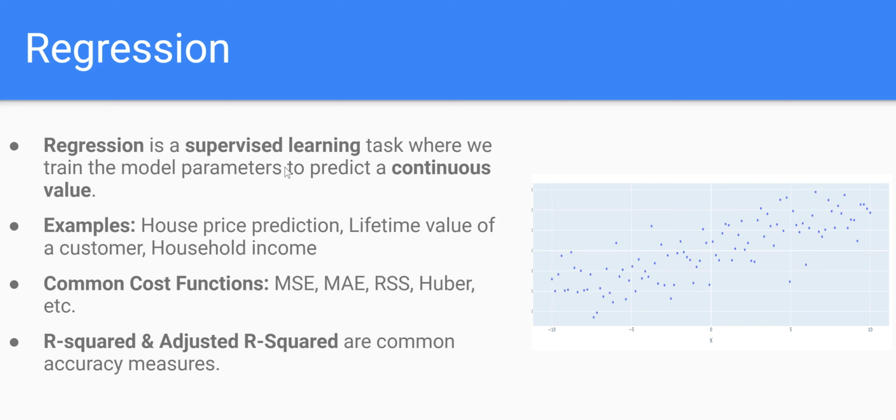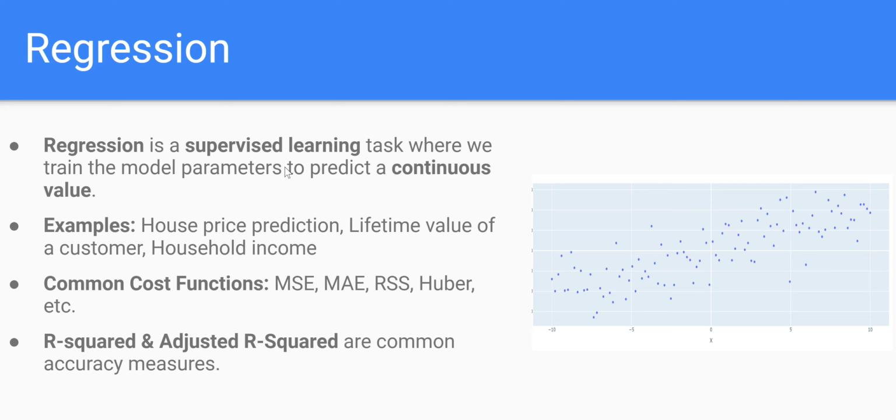Some examples are house price prediction. You have the features of the house and you're trying to predict the price that it would sell at. The lifetime value of a customer. You have some features on that customer profile and their behavior, and you're trying to predict how much money this customer is going to make for you, how many products they're going to buy over their lifetime. Household income, you may have some features about the people living in a house, and you're trying to estimate their income. And those are some examples of applications.